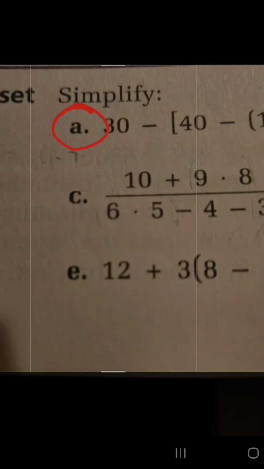And all that means is we're going to use different symbols in math to decide what math we're going to do first. That's all that really means, okay? So in this example on letter A, we want to do the parentheses first. See these parentheses right here? We're going to start from the inside and work outwards, okay?